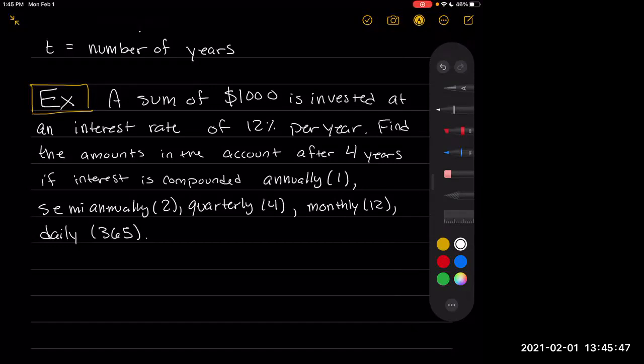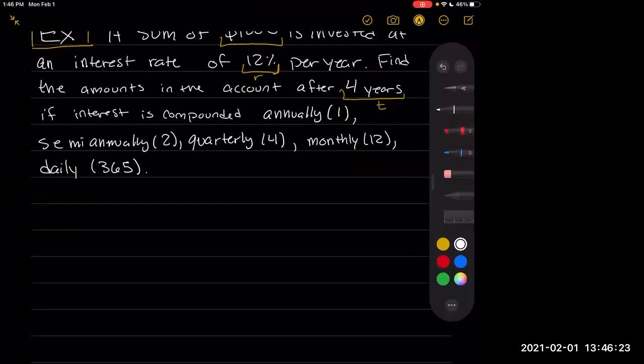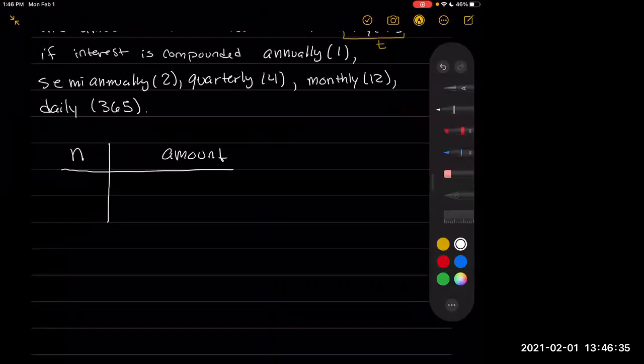So first, let's look at this word problem and figure out all of the parts that we need. This $1,000, this is our principal, so this is our P. It is invested at an interest rate of 12% a year. This 12%, this is our rate. And then 4 years, that is our t. And then the interest annually, semi-annually, quarterly, monthly, or daily, that will give us our n. So I'm going to make a little table where we have our n and then the amount. So we're going to start with 1, 2, 4, 12, and 365.